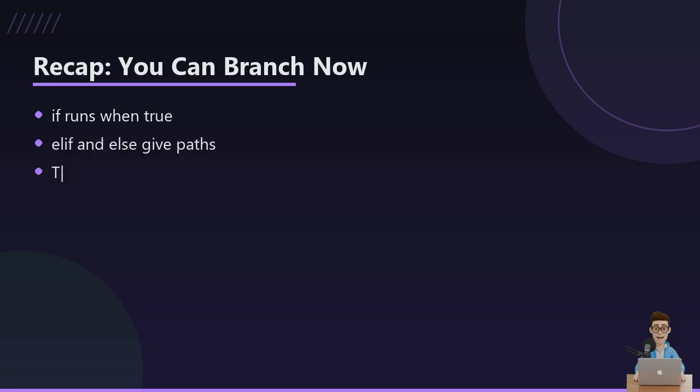Let's tie it together. If runs code when a condition is true, else catches everything else, and elif stacks extra choices in between. Remember that empty and 0 are falsy. Order your branches strict to loose, and prefer and over deep nesting when you can. You just gave your programs the power to choose.